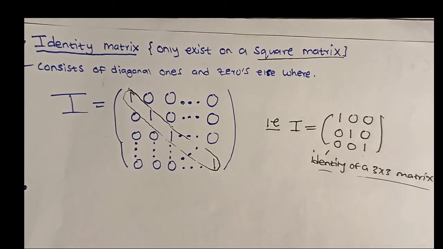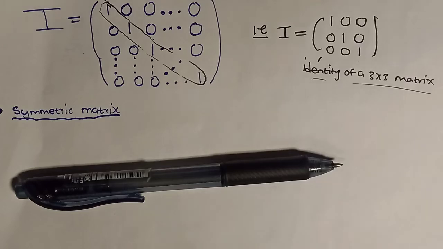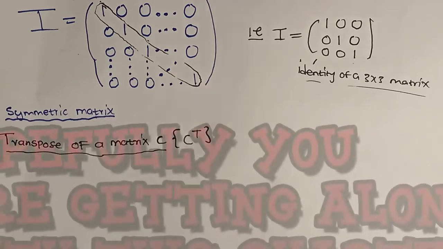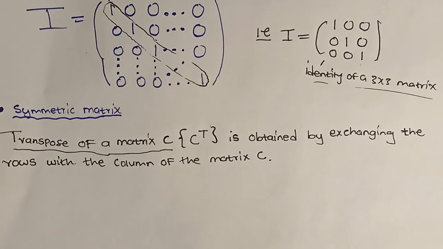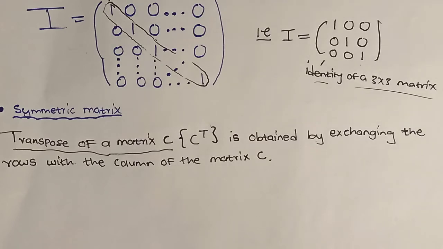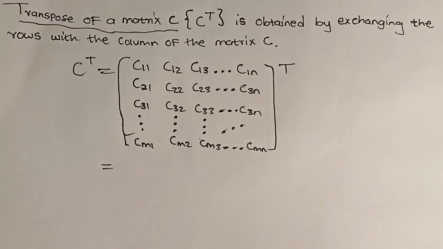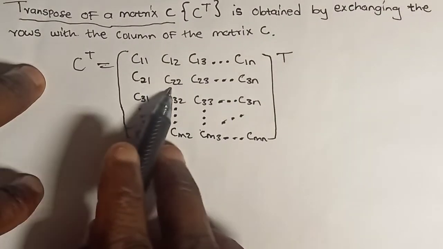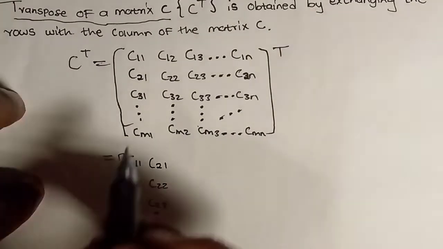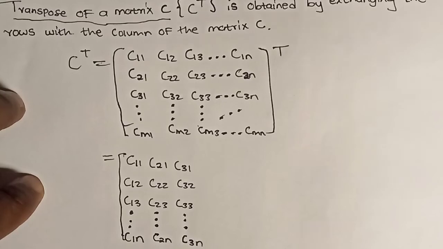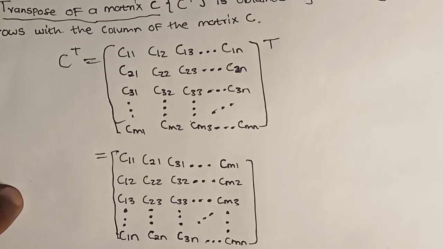Another important type of matrix is a symmetric matrix. For one to understand what a symmetric matrix is, let's firstly define the transpose of a matrix. The transpose of any matrix is obtained by exchanging the rows with the columns of that particular matrix. In this case, the transpose of our matrix C is defined by C^T. So our first row becomes our first column. The second row becomes the second column. The third row becomes the third column. And so the last row becomes the last column. So that's it for the transpose of matrix C.